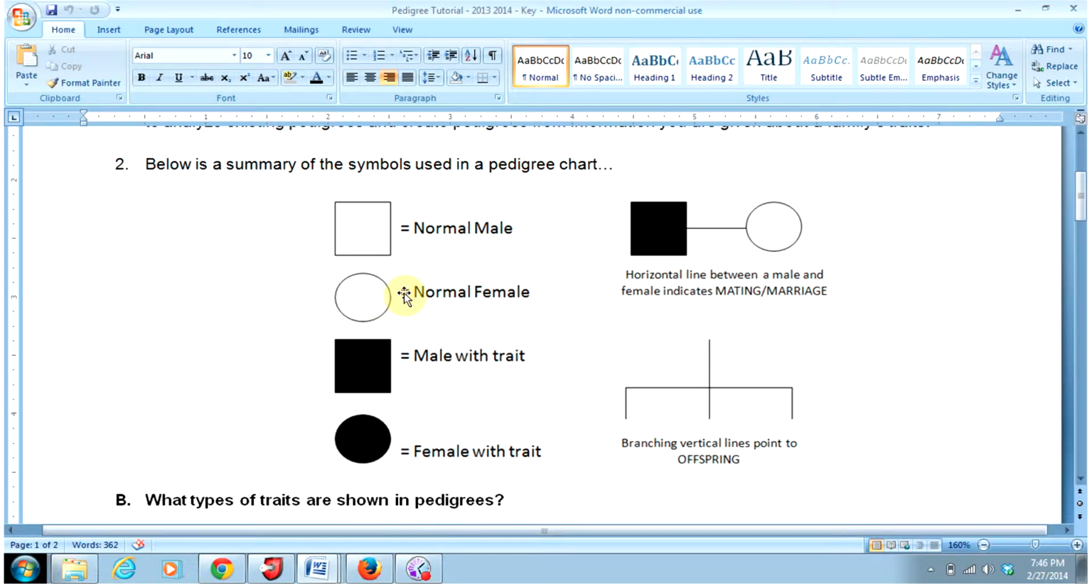or are normal. If you see a horizontal line between a male and a female, that means they are married. And if you see vertical lines branching off of that, they lead to offspring or the children of those two individuals.